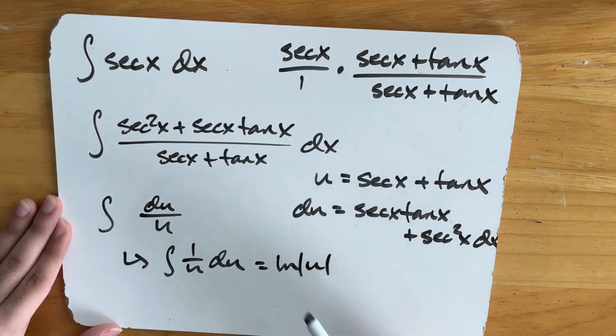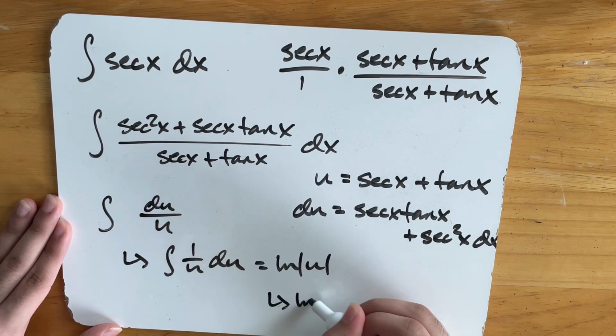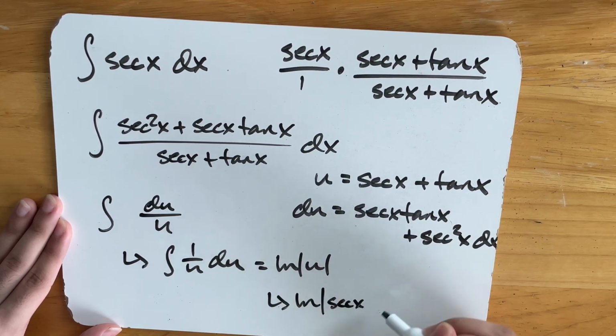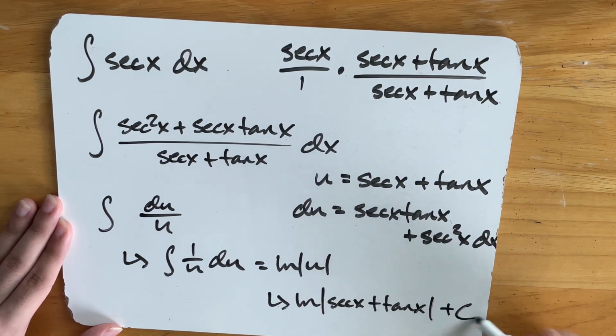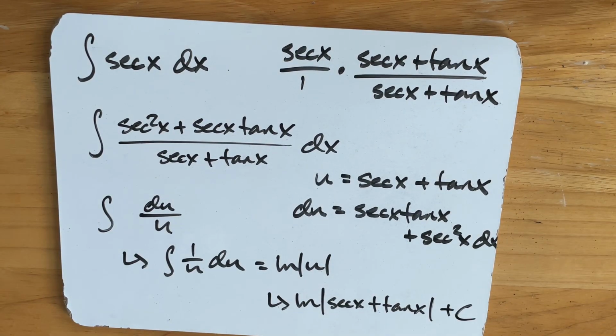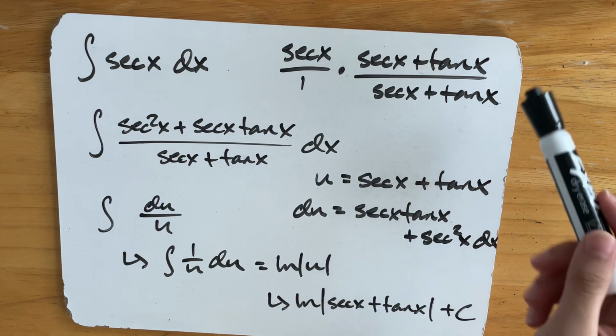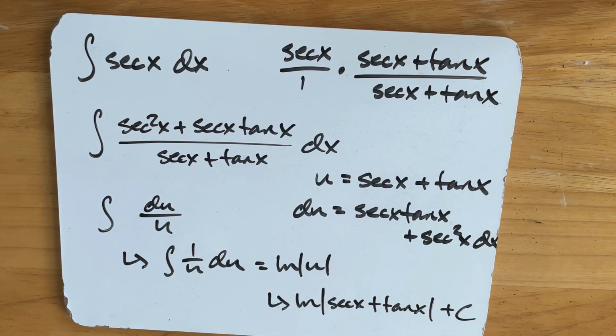But u is equal to secant x plus tan of x, so that comes out to the natural log of secant x plus tan of x, plus c. Really, it's a cool integral because of the clever thing we do by multiplying the top and bottom by secant x plus tan of x. Once we do that, the integral is actually really easy. So pretty cool, isn't it? Stay tuned for more cool stuff like this.